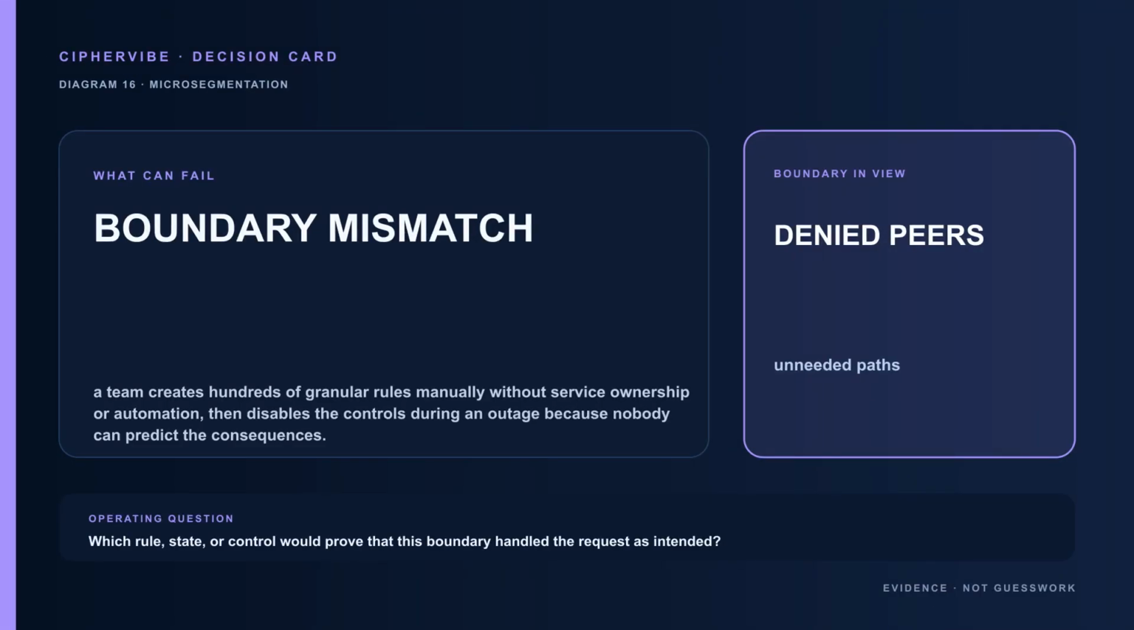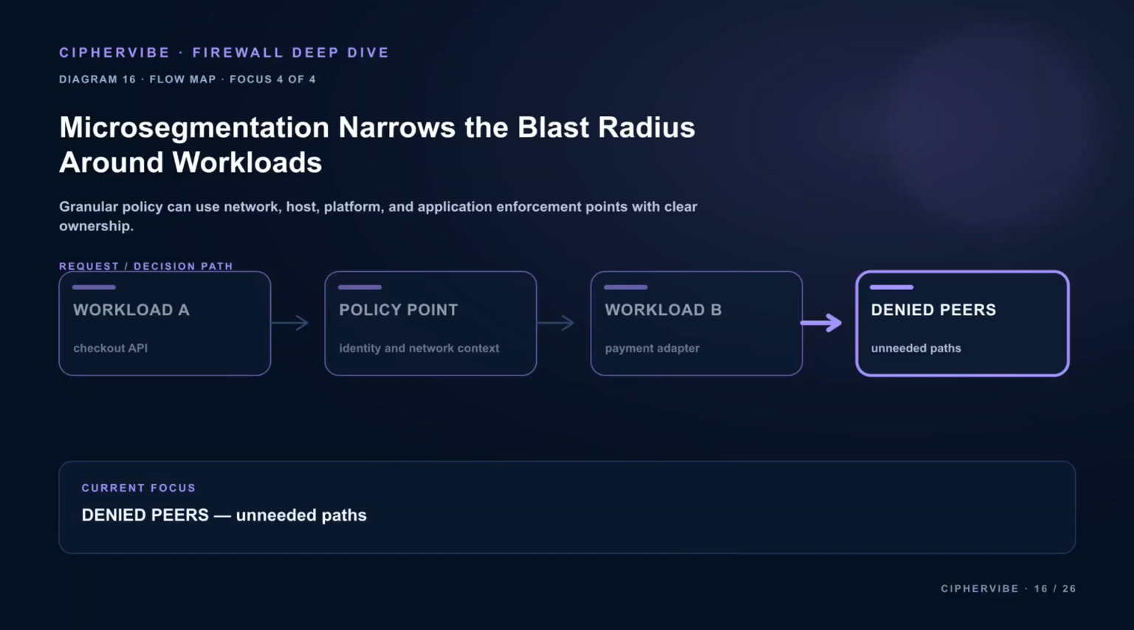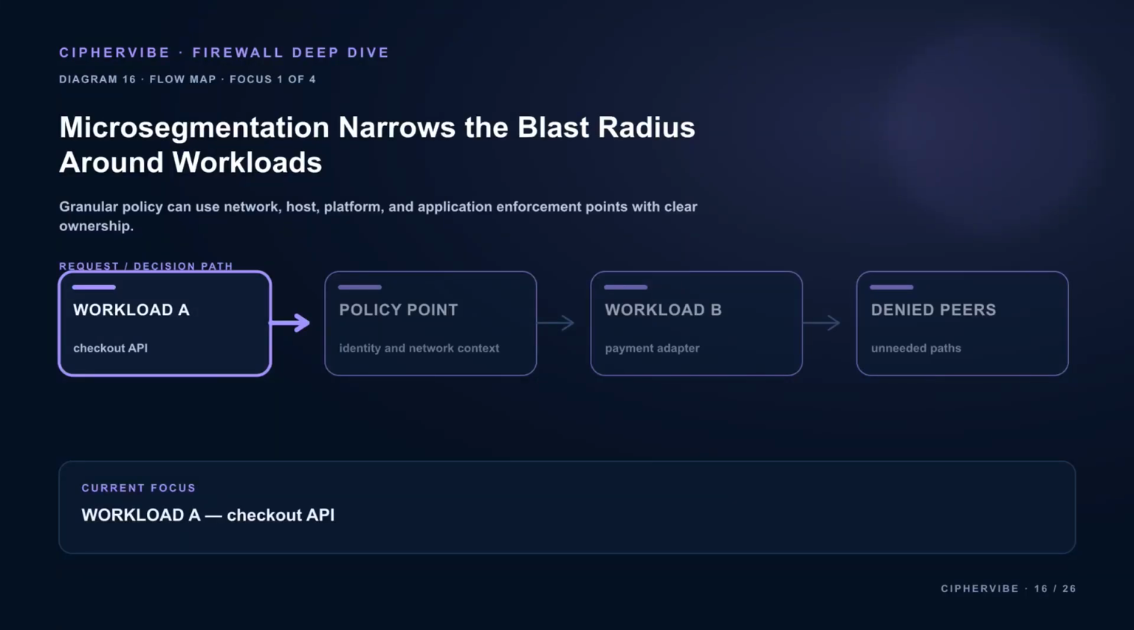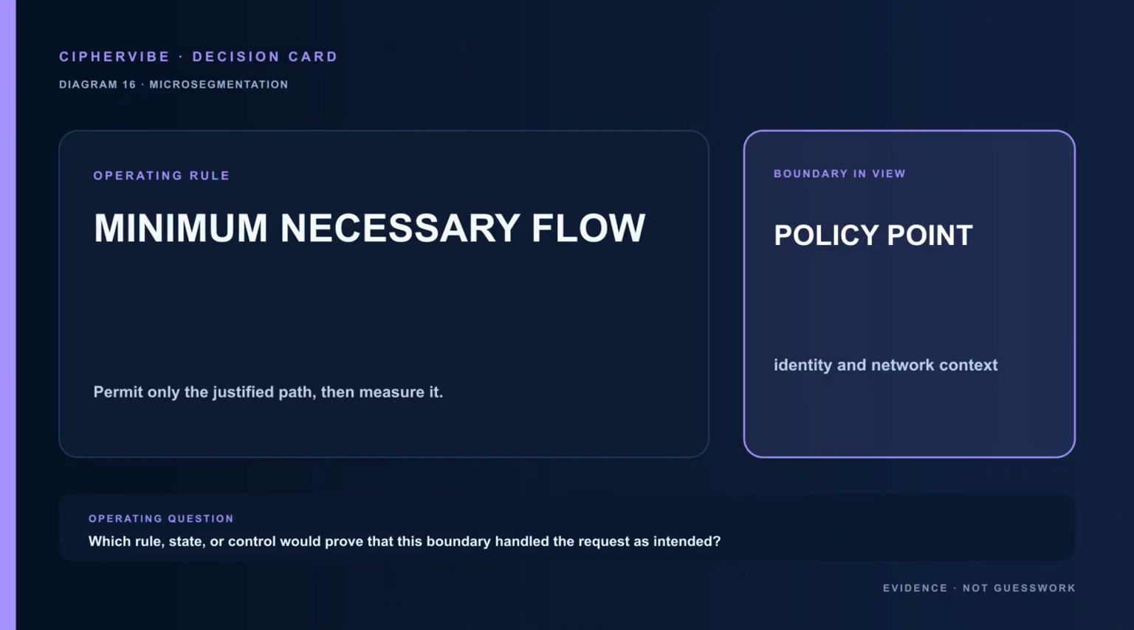The cost is policy lifecycle work, dependable inventory, labeling, dependency mapping, automated deployment, testing, and a safe way to handle exceptions. Mechanically, enforcement applies an allow list close to the workload or service path so only declared peers and methods can communicate, while unrelated peers receive a deny decision. The common failure is that a team creates hundreds of granular rules manually without service ownership or automation, then disables the controls during an outage because nobody can predict the consequences.